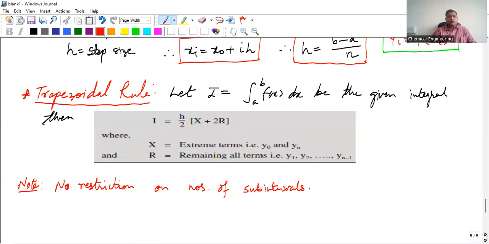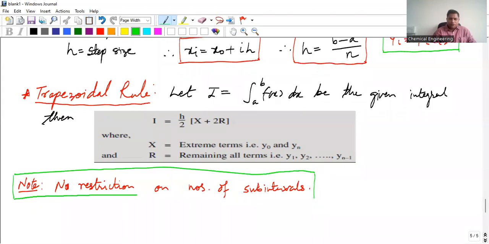Now, what is Simpson's 1/3 rule? So we'll understand the next, Simpson's one-third rule.